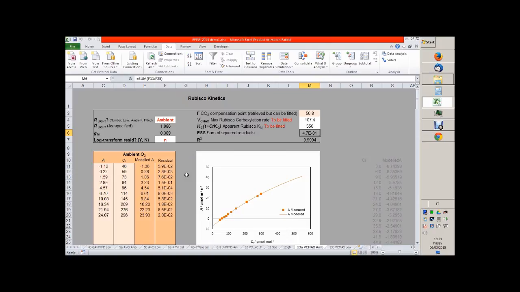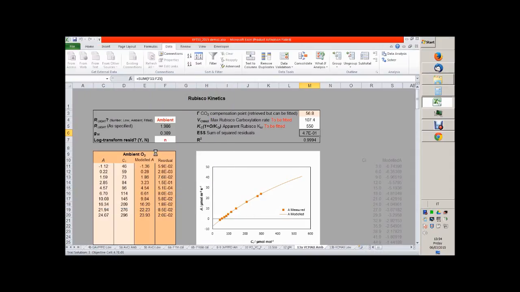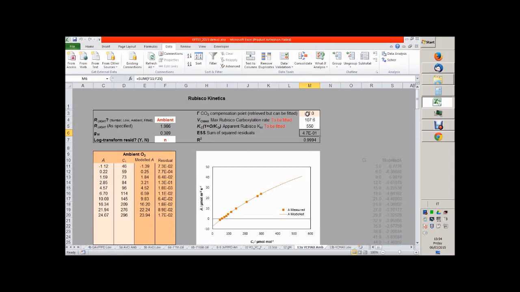Other methodological alternatives can be fitting the compensation point together with the rest of the curve. So to do so, the compensation point can be added here in the variable cells. So this compensation point is now fitted together with Vc max. To restore the link, I can just type equals gamma ambient.